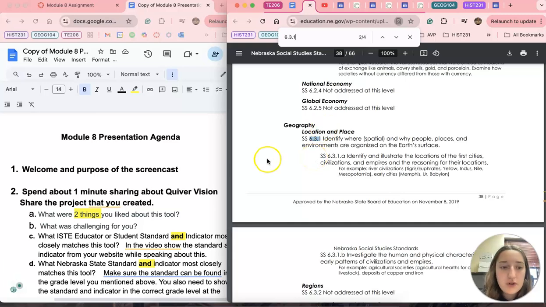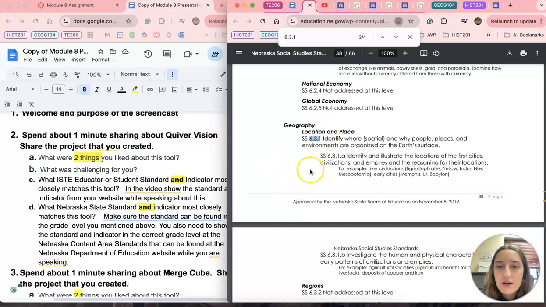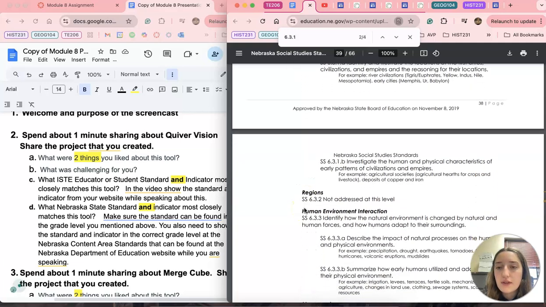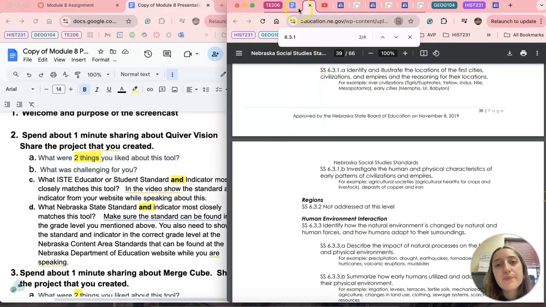And then as for my Nebraska standard, it is social studies 6th grade because it's in geography, so I am doing middle school, so that does work. Identify where spatial and why people, places, and environments are organized on Earth's surfaces. And then the indicator A, identify and illustrate the locations of these cities, civilizations, and empires and reasoning for their locations. So, for example, around the rivers or different marine life around those geographies. That would be a Nebraska Social Studies standard.